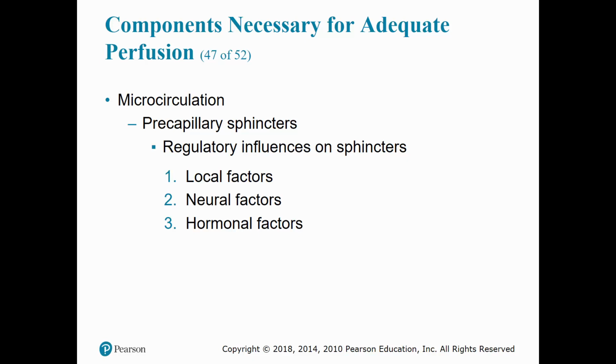You can have some regulatory influences on these sphincters. Local factors such as temperature, acidosis, and histamines are the most influential. You can have neural factors that are the most immediate influence when disturbance arises that overwhelms the local factors, such as when the sympathetic nervous system and parasympathetic nervous system is activated. You can also have hormonal factors that provide prolonged vasoregulatory control of vasculature, such as epinephrine stimulating alpha-1 receptors, which causes precapillary sphincters to constrict.